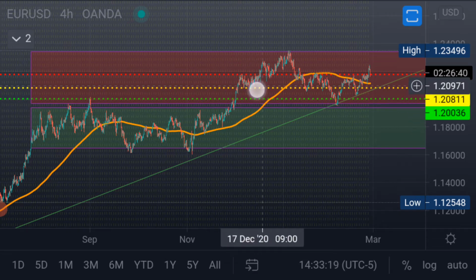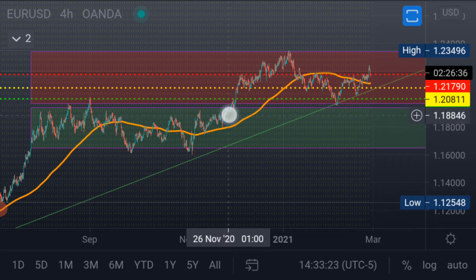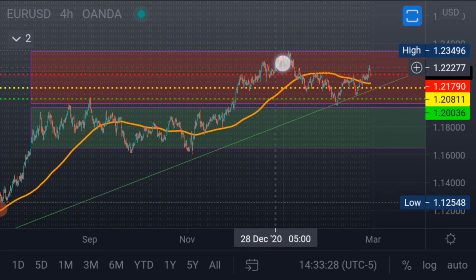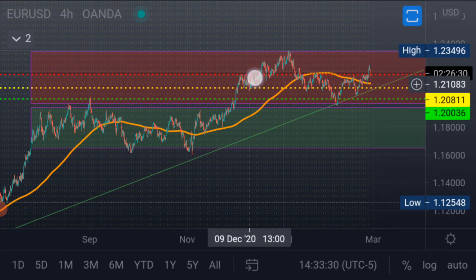And you ride up, all right? You exit when it either exits this zone, where you put a stop loss in and you don't have to exit, or you ride it up and put take profit levels further up here and you get out of your trade.